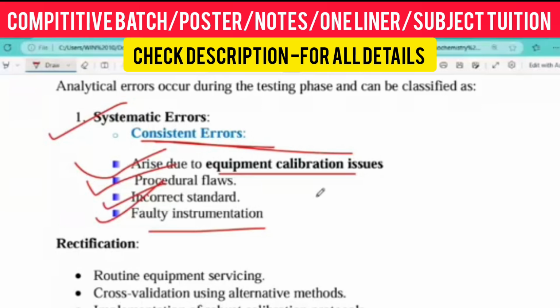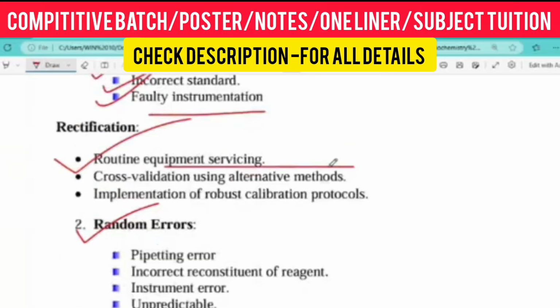Getting my point? Now coming to the rectification section: what will you do to rectify and prevent these kinds of errors? Routine equipment servicing: you have to service the equipment in a routine way. After that, cross validation with an alternative method. If you are not getting the proper result with a particular methodology, then you have to choose another method. After that, you have to implement the calibration protocol. Okay, that's all the systemic error.